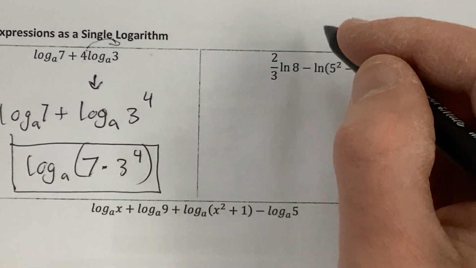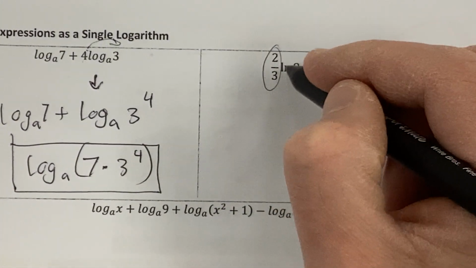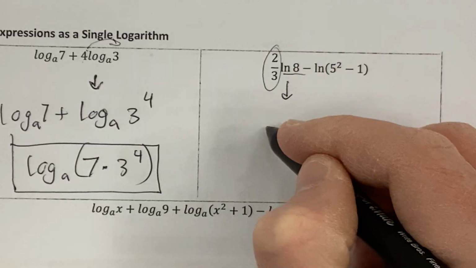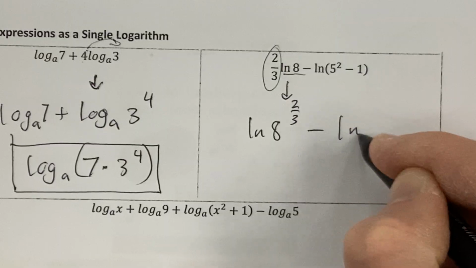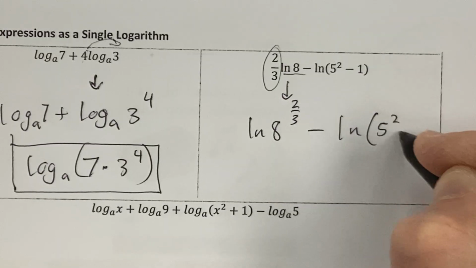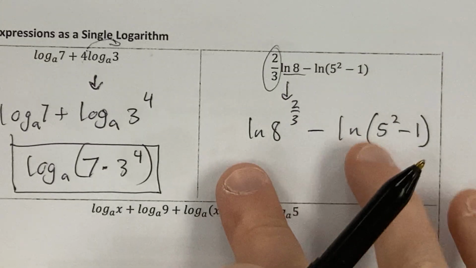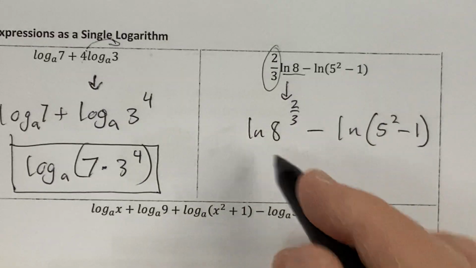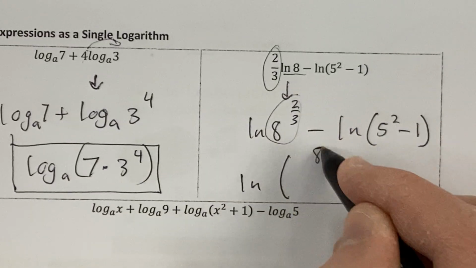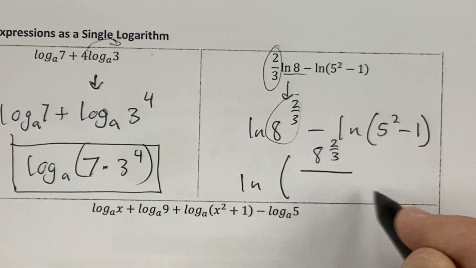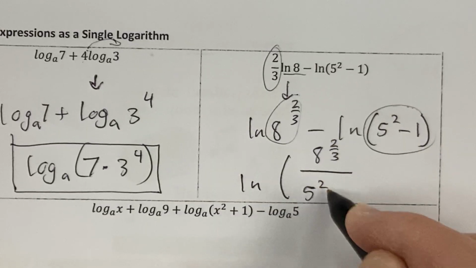For this one, same idea. You've got 2/3 times the ln of 8. This could be written as ln of 8 to the 2/3 minus ln of 5 squared minus 1. And then this being a difference can be expressed as a single quotient. So ln, and this should be the number on top, so 8 to the 2/3 over 5 squared minus 1.